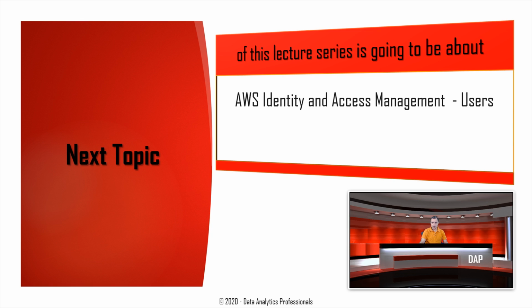Now, just for those who are interested, the next topic of this lecture I'm planning is going to be about identity and access management, and I'm going to talk about the users within AWS Identity and Access Management. And it's going to be wonderful. Now we are slowly starting to talk about users, and then we'll create users, then talk about groups and create groups, and then slowly and steadily start using resources, and finally move towards machine learning, which is our ultimate target.